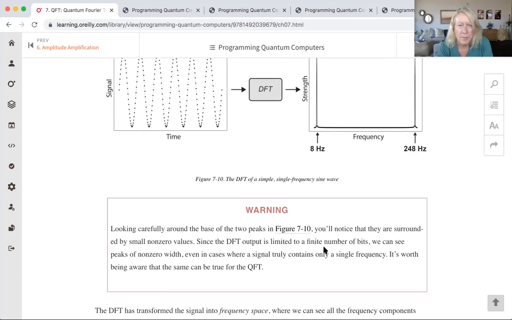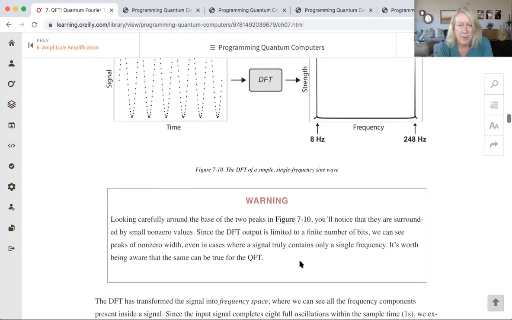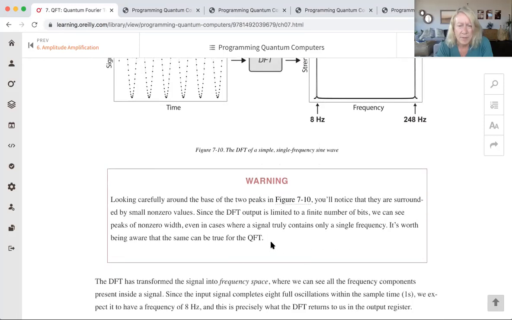We're looking at the 2 peaks. You'll notice they're surrounded by small non-zero values, and the DFT is limited to a finite number of bits. We can see peaks of non-zero width, even where the signal contains only a single frequency. It's worth being aware the same can be true for QFT. And that I think is what you were talking about, Matt, with the number of qubits that you could have loss, if I'm understanding correctly.